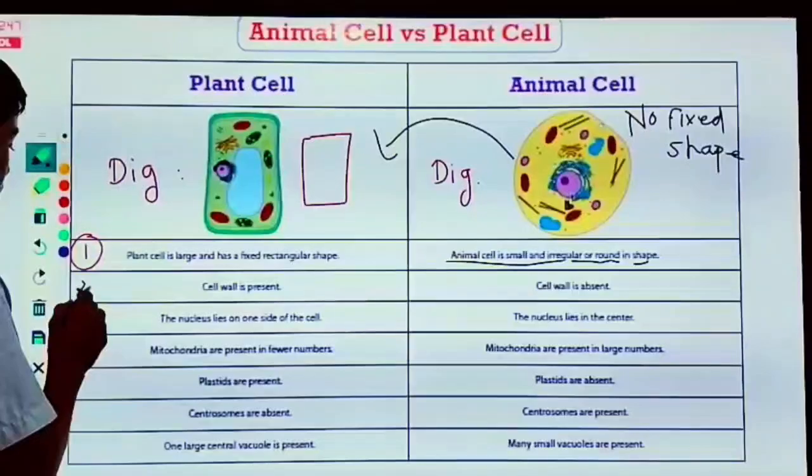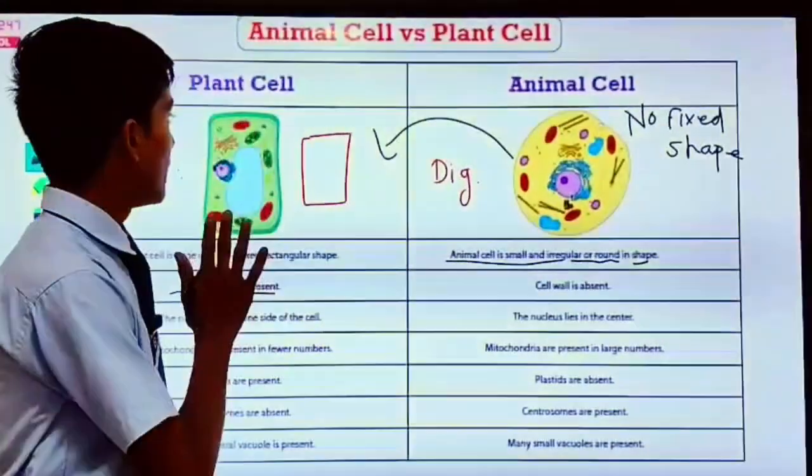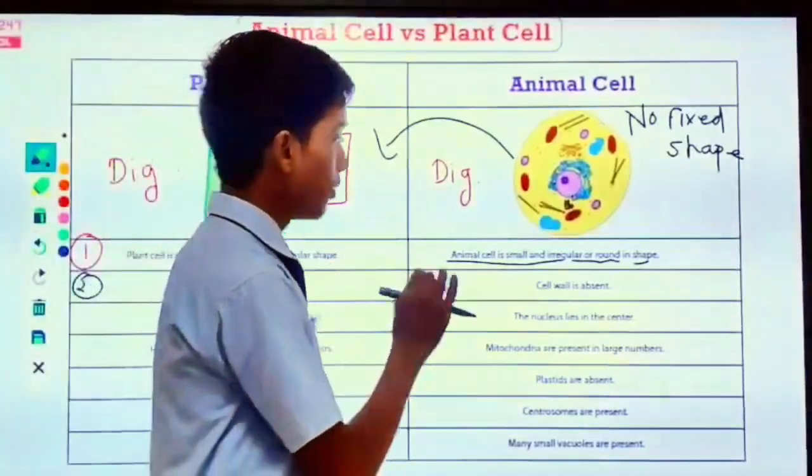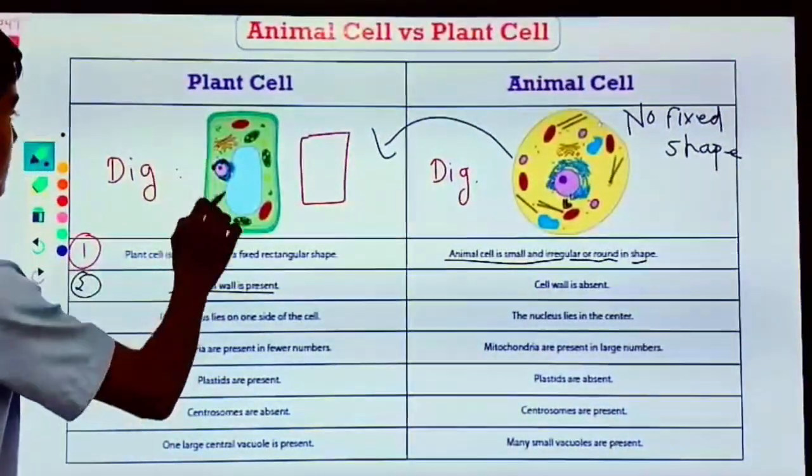Now the next one is that the cell wall is present. It means the cell wall is present in the plant cell, but in the animal cell the cell wall is absent. In the plant cell the cell wall is present.